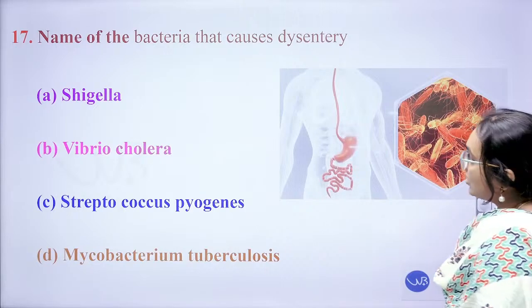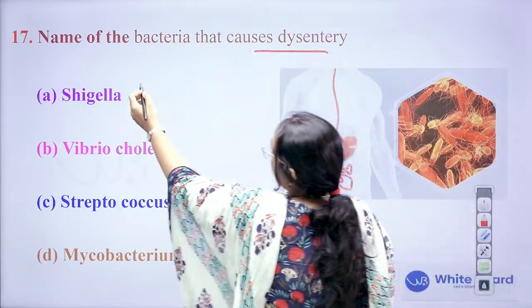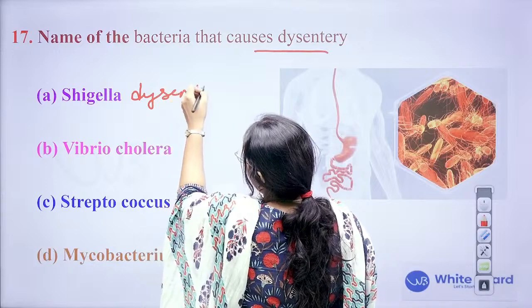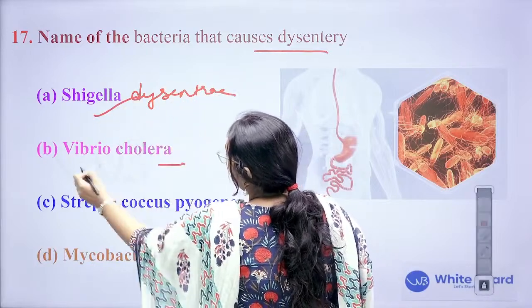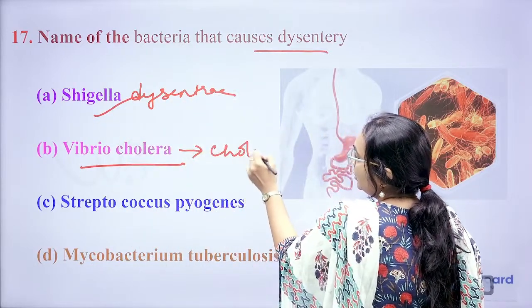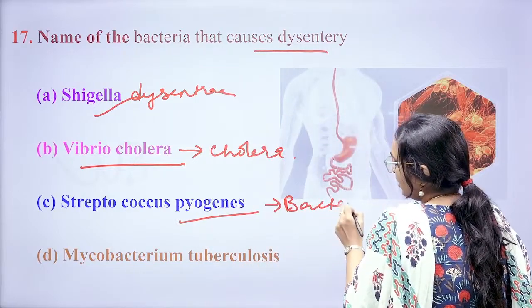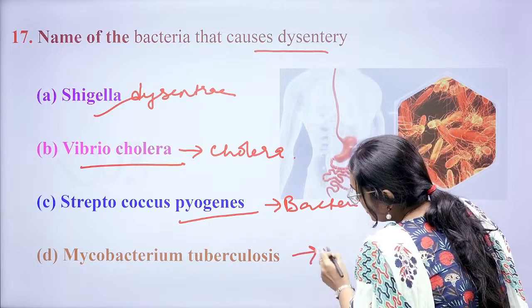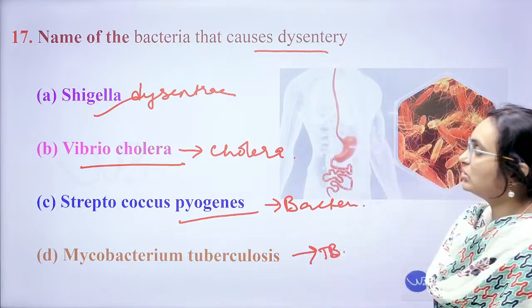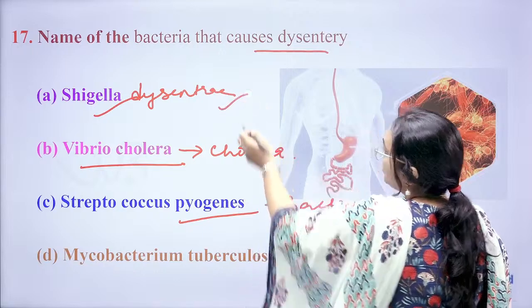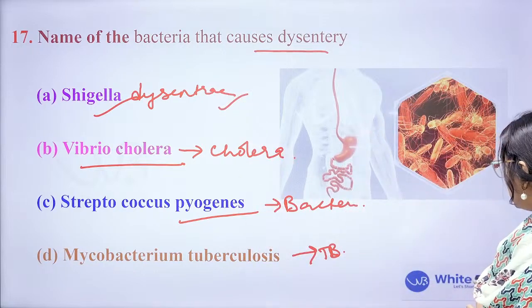Name the bacteria that causes dysentery. Shigella dysenteriae. Vibrio cholerae is responsible for cholera. Streptococcus has various species responsible for bacterial infections, gram-positive. This is for TB, Mycobacterium tuberculosis. So, Shigella is the bacteria causing dysentery.